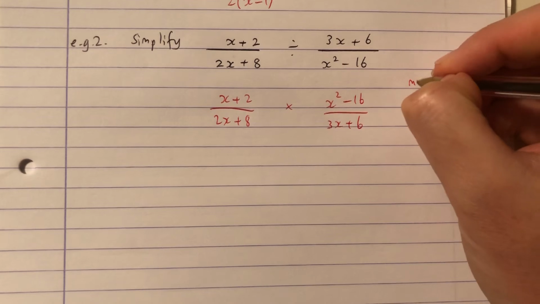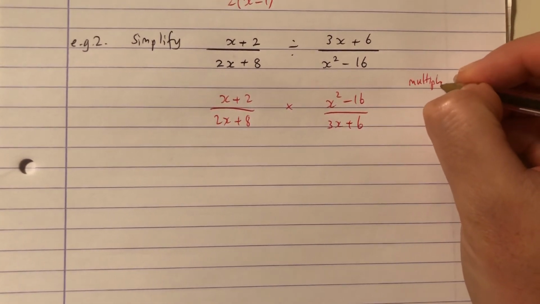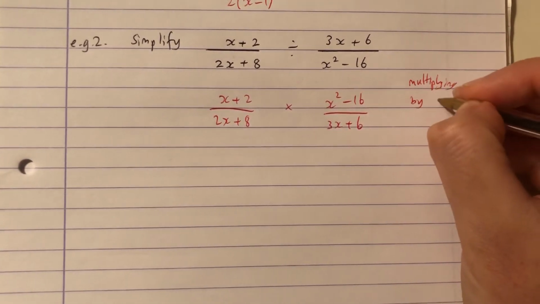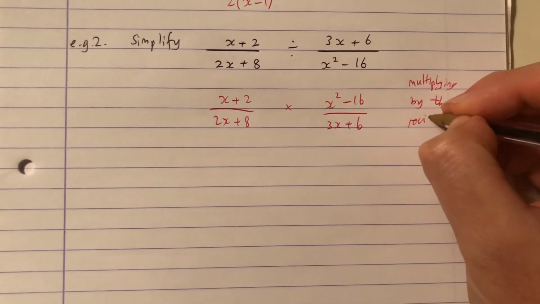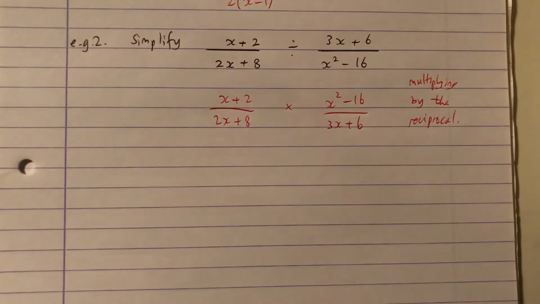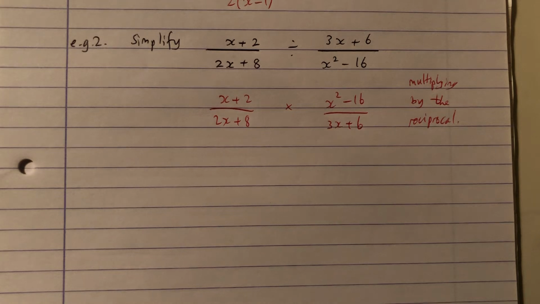So this method is called multiplying by the reciprocal. That's the proper mathematical name for it. You might have had a mnemonic such as keep, change, flip. You keep the first fraction as it is, you change the division to multiplication, and you flip the second fraction. But multiplying by the reciprocal is the correct way to describe it. And yeah, when you've got this, don't multiply yet.